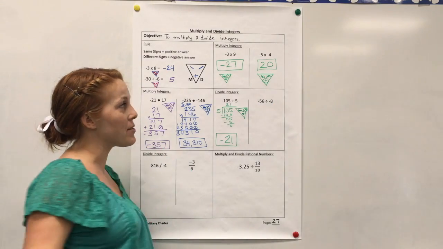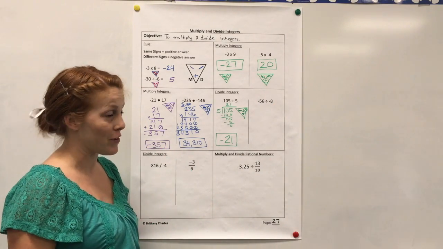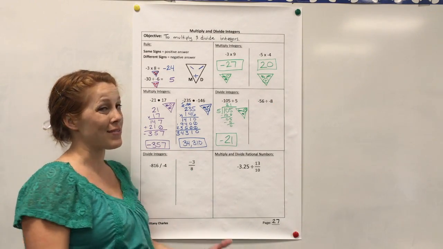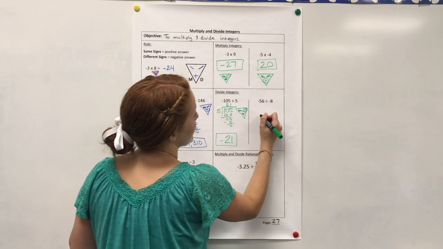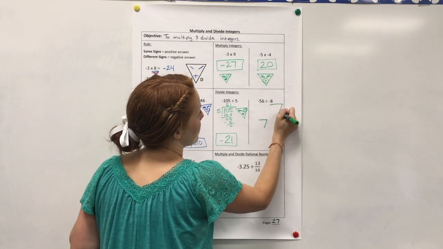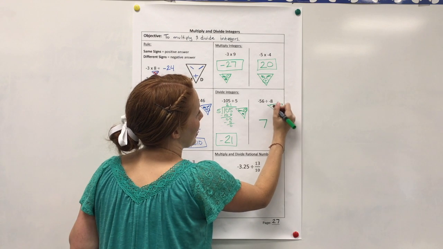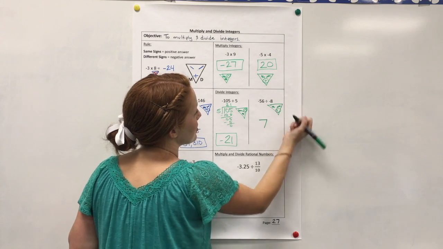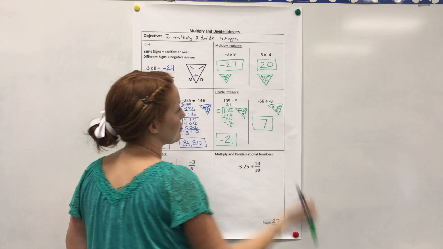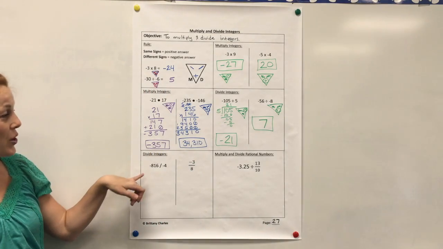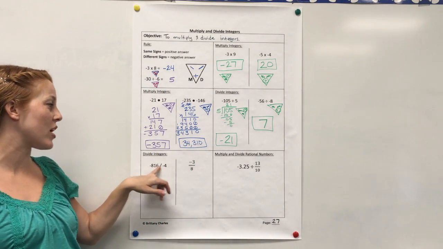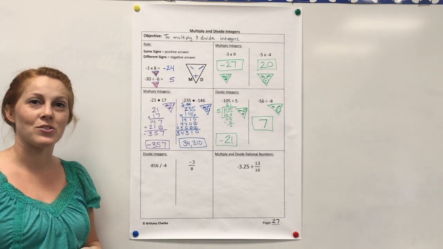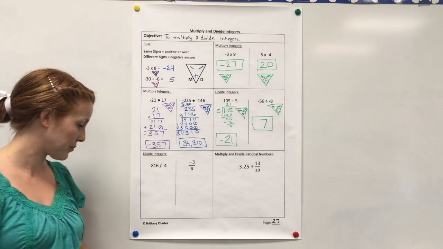56 divided by 8. Well, I know my multiplication facts, so I know that 8 times 7 is 56, so this would be 7. And then mad face, I have a negative and a negative, so that makes positive 7. All right, so go ahead and pause the video, try these two, and then we'll catch up and see how you did.